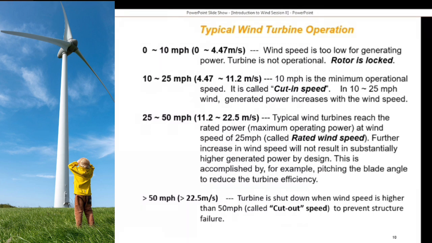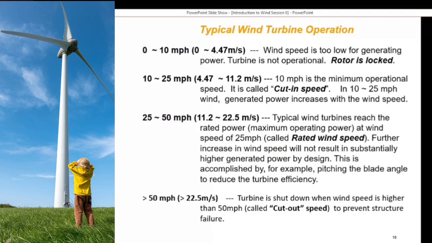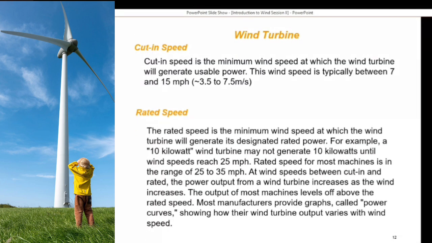Those are just conversions, because we have seen miles per hour, mph. As I told you, sometimes if you read some books, the American system uses miles per hour. So these are just formulas to convert miles per hour. It means that if we have 10 miles per hour, that is 4.47 meters per second. Those are just the conversions.